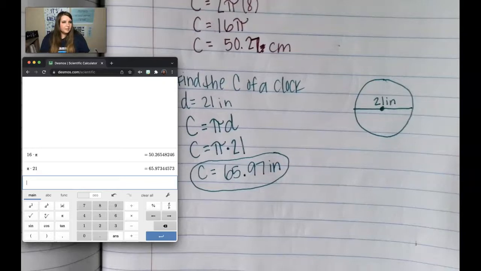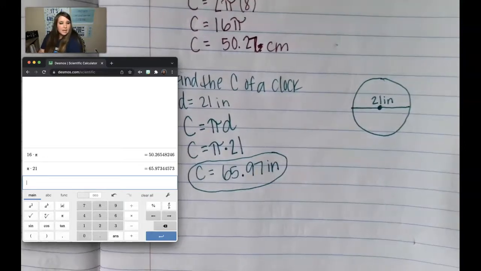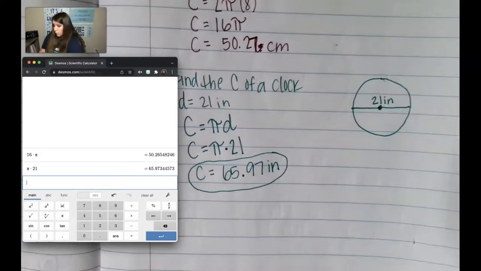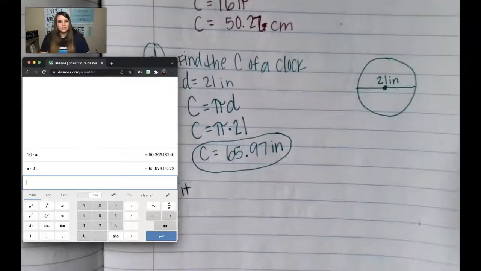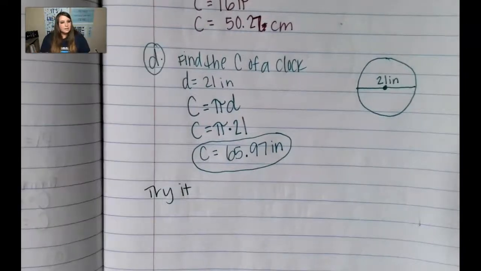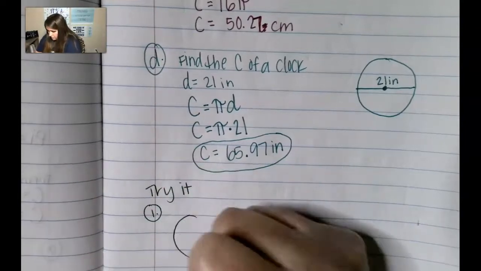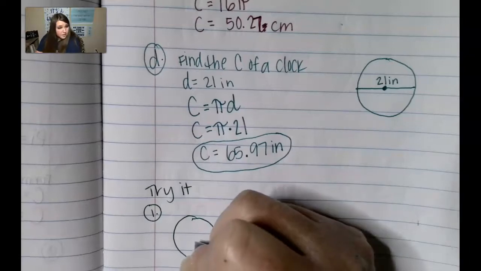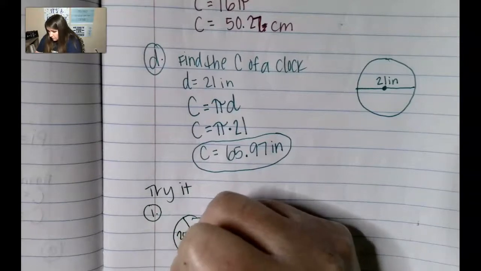Okay, let's do some try-its for you. All right, our try-its. Try-it number 1. Okay, the object that we have is 2 centimeters across a coin. So we have a car wash coin. And in the car wash coin, we have the radius, and the radius is 2 centimeters.